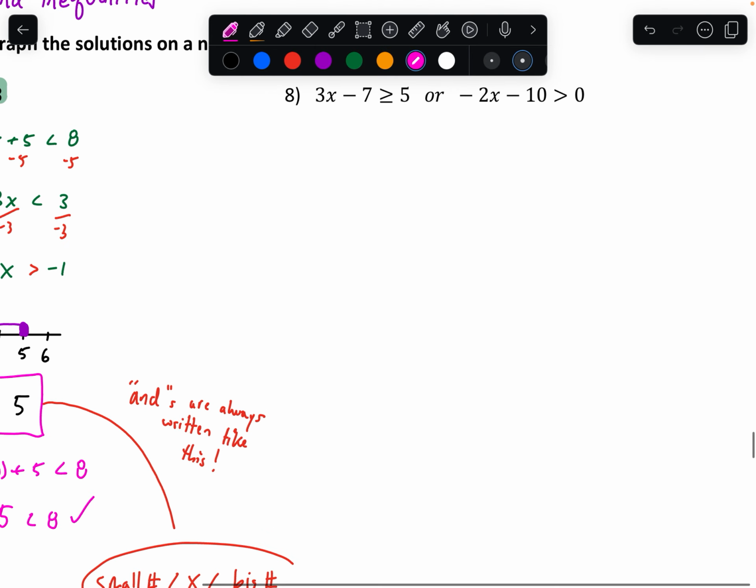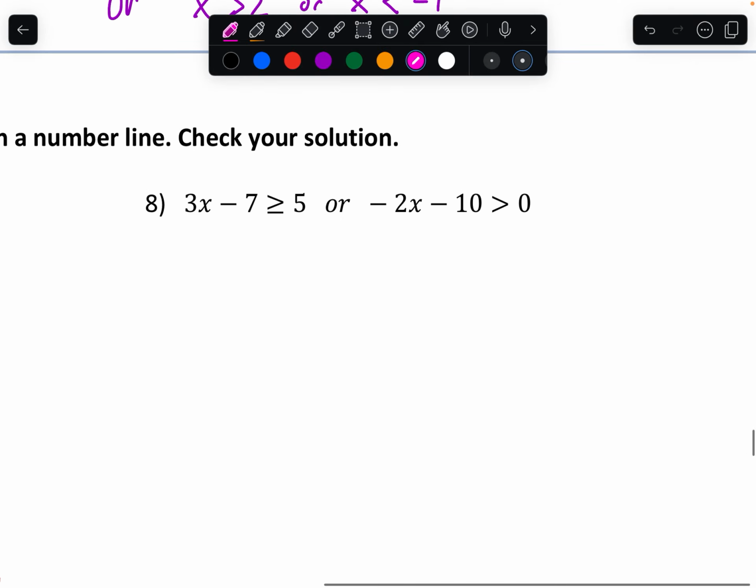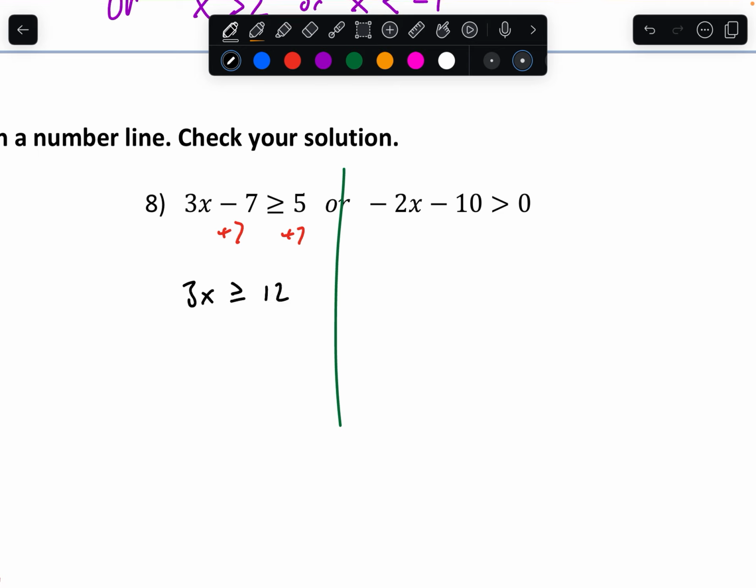All right, we're going to do this last problem. Really with an or, you just have two completely separate problems that you're going to solve. So they really don't have too much to do with each other. So I'm just going to subtract 7, or add 7, and divide by 3. The x is greater than or equal to 4. Done with that one.